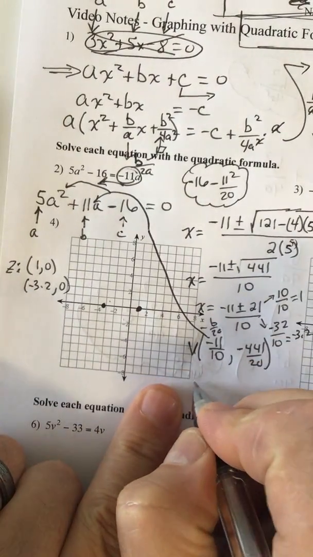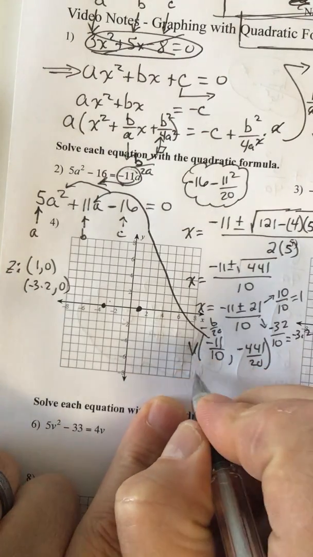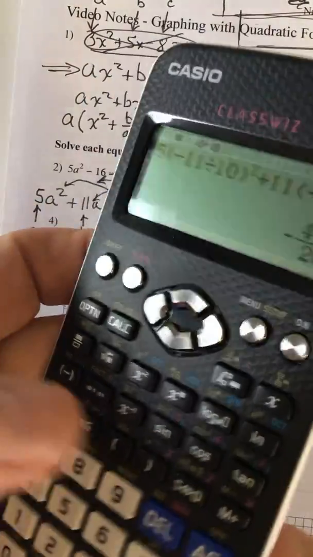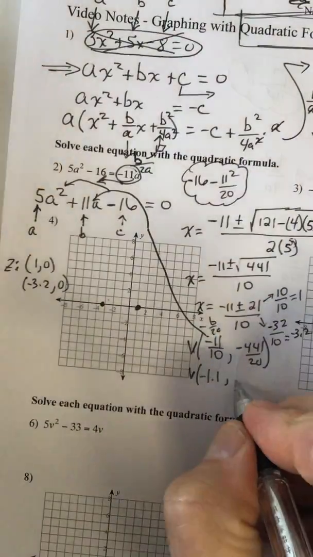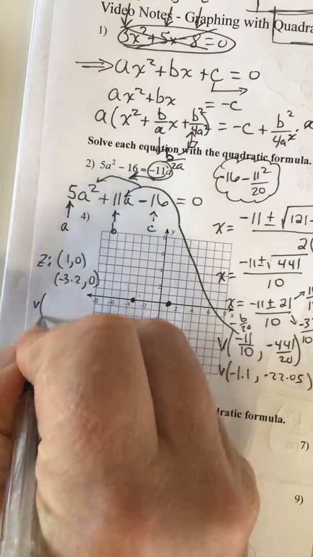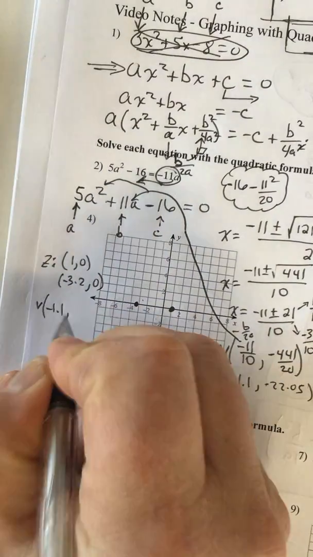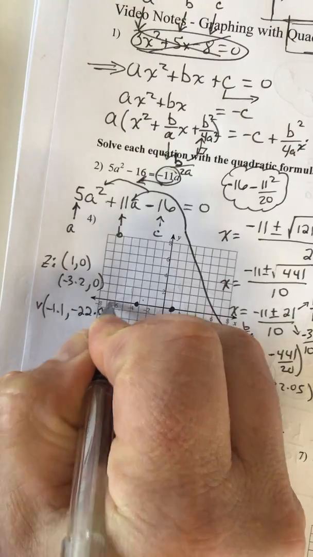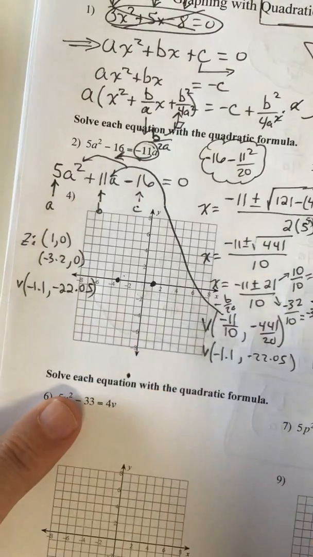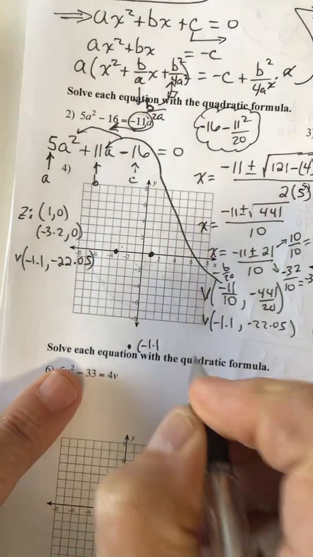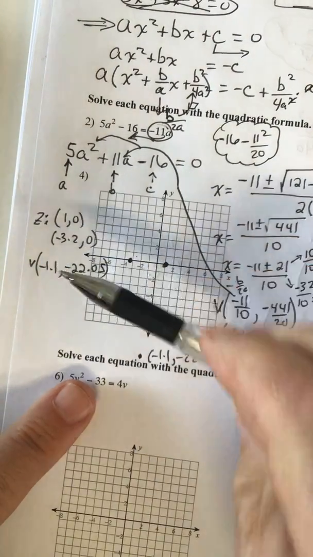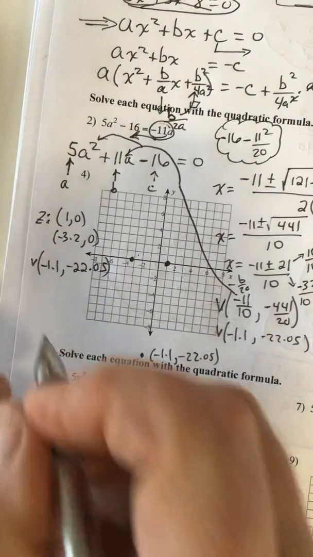Okay, so the vertex, I would like this as a decimal, so that's negative 1 1/10, so negative 1.1. And 441 divided by 20 is 22.05. Okay, so there's the vertex. Negative 1.1, negative 22.05. So it's way down here someplace. So we need both zeros, the vertex, and 1 unit to the left and 1 unit to the right of that vertex.